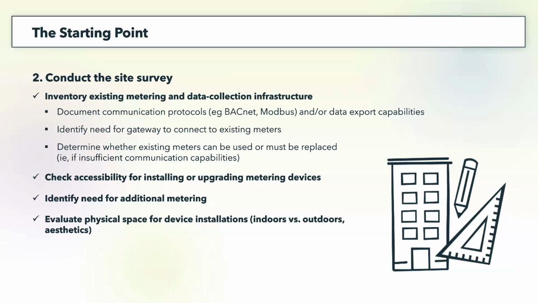Maybe we determine that some of the areas that we want to monitor don't have any hardware, or maybe they have hardware that doesn't have any communication capabilities, or hardware that doesn't track the parameters that we need, right? So determining this is part of what we're doing here in the site survey.